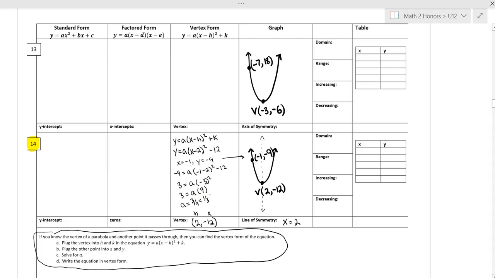Alright, so we have our vertex form now. Let me squeeze it in here. It's going to be y equals 1/3 (x minus 2) squared minus 12. And I'll box that in. That is what we were fighting for.